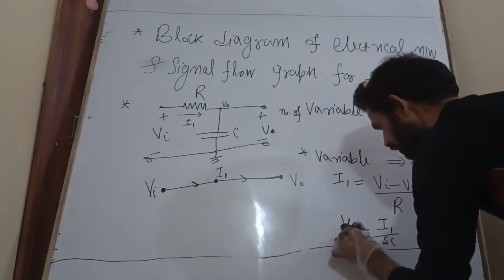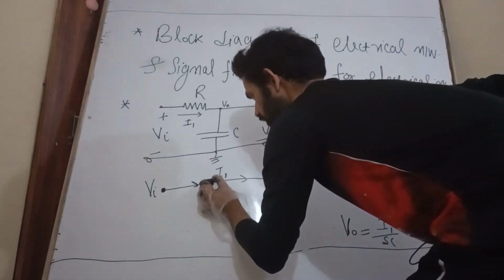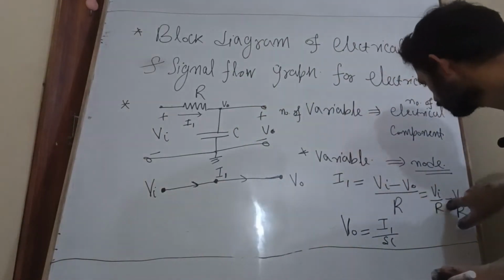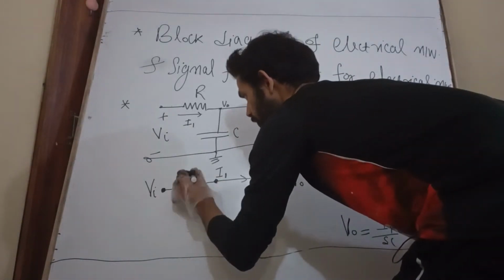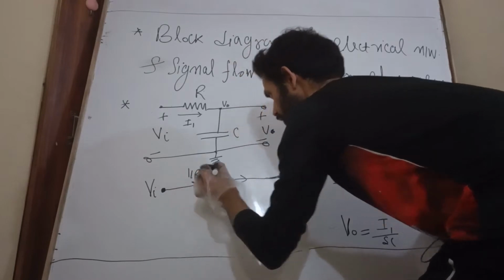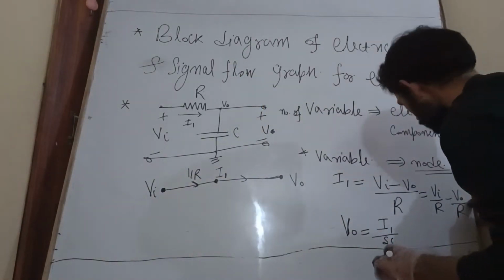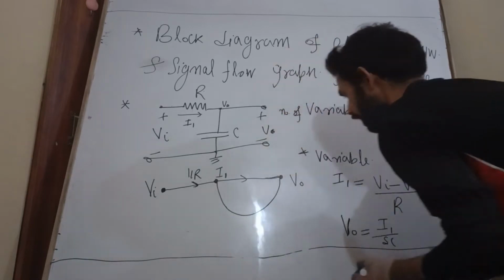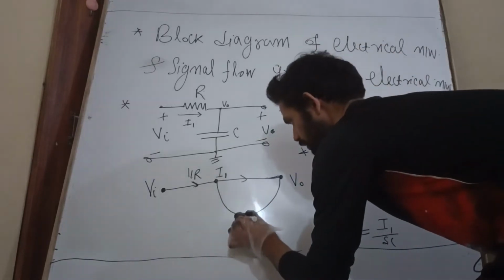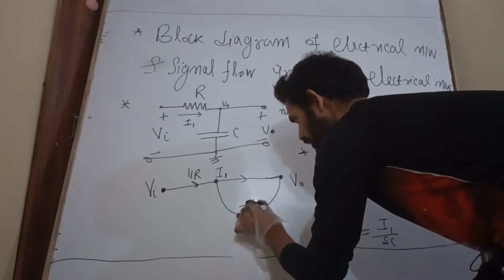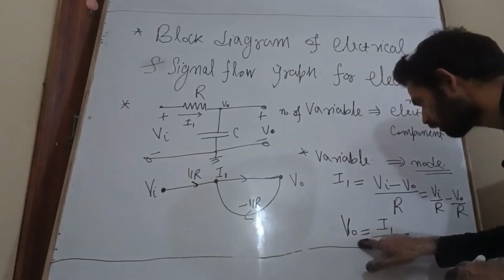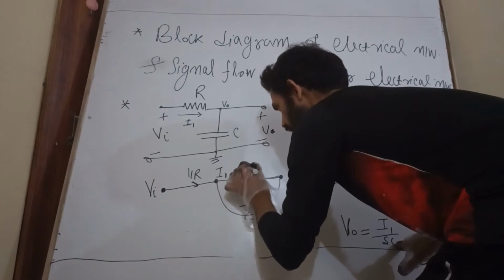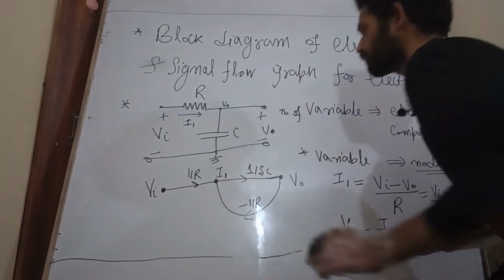Now just fill in this signal flow graph. This is I1. I1 is Vi by R, so Vi by R means 1 by R. And V0 by R goes like feedback to I1, so this is minus 1 by R. Now come to V0. V0 is I1 by SC, means I1 times 1 by SC.